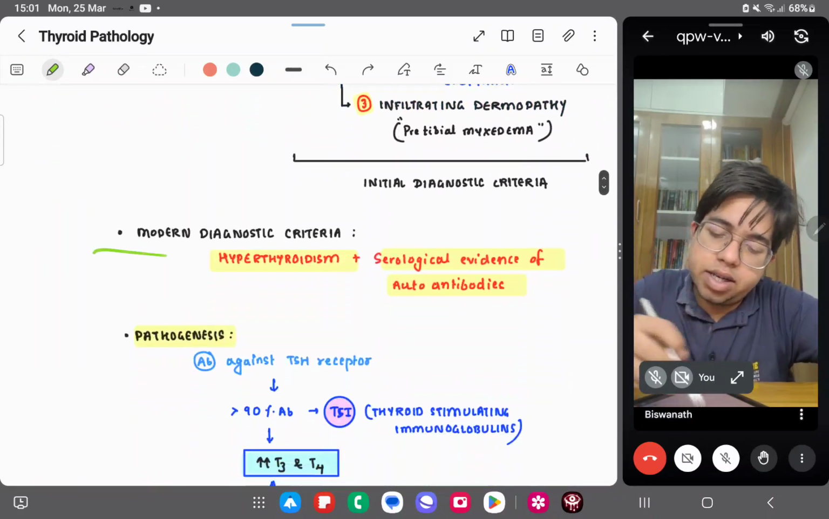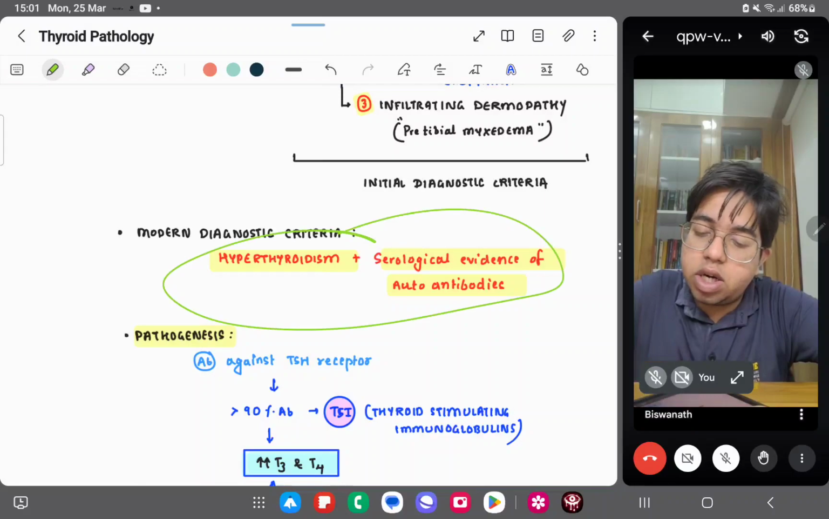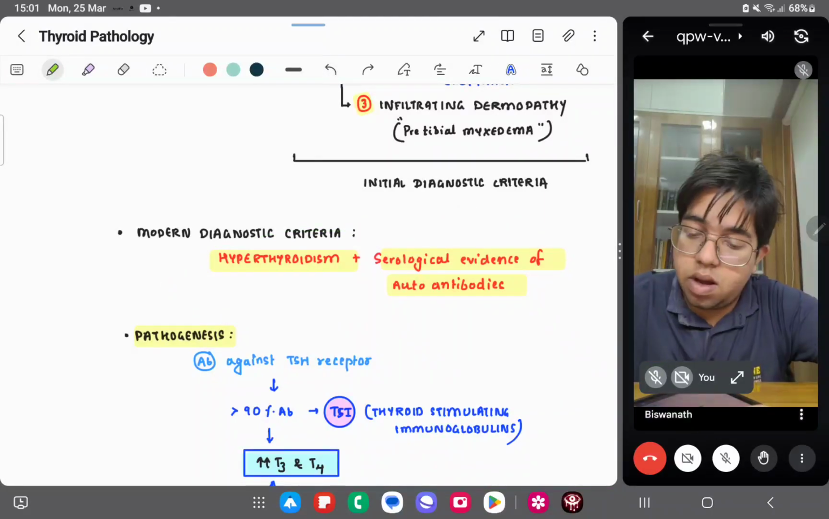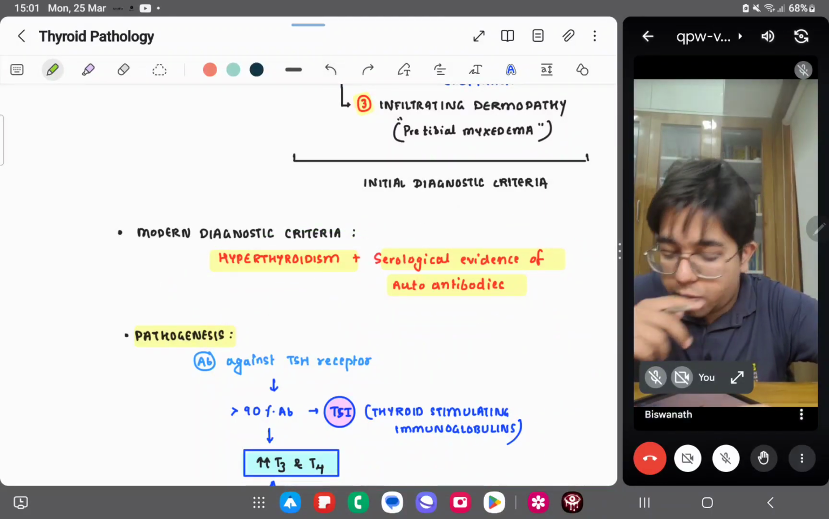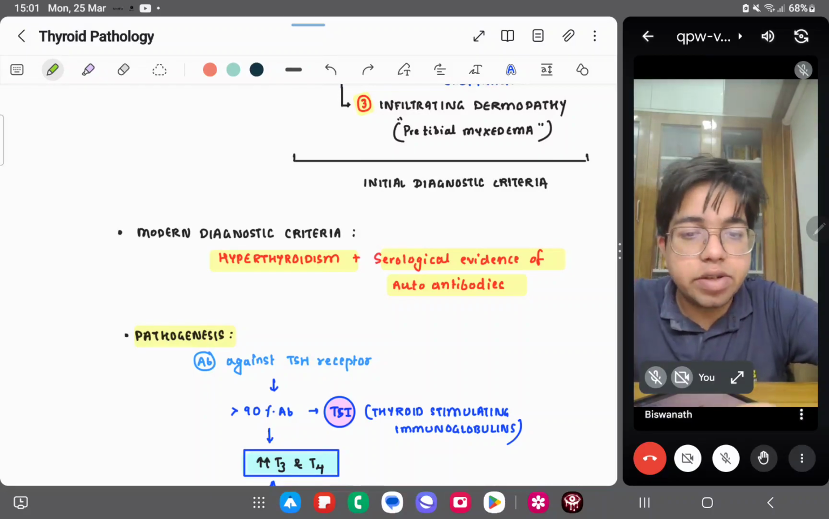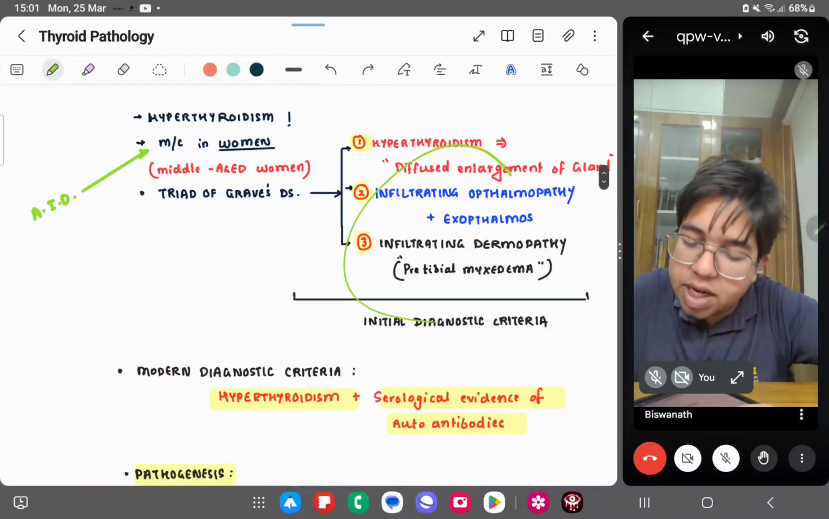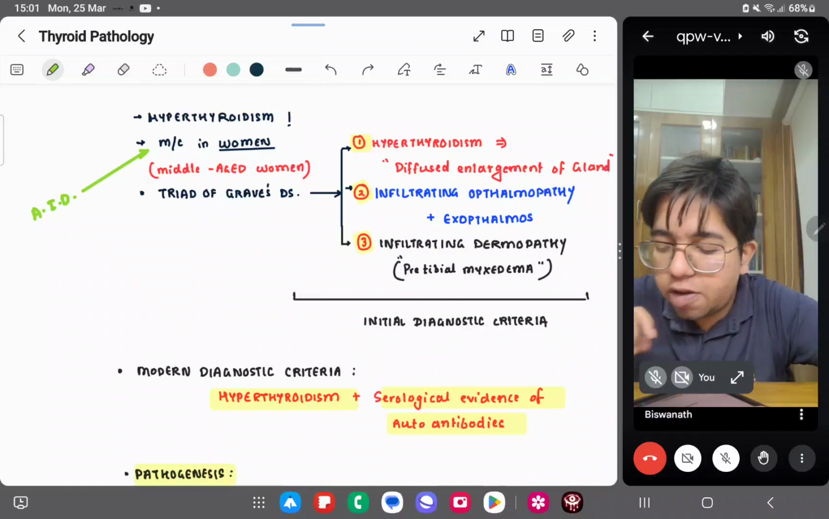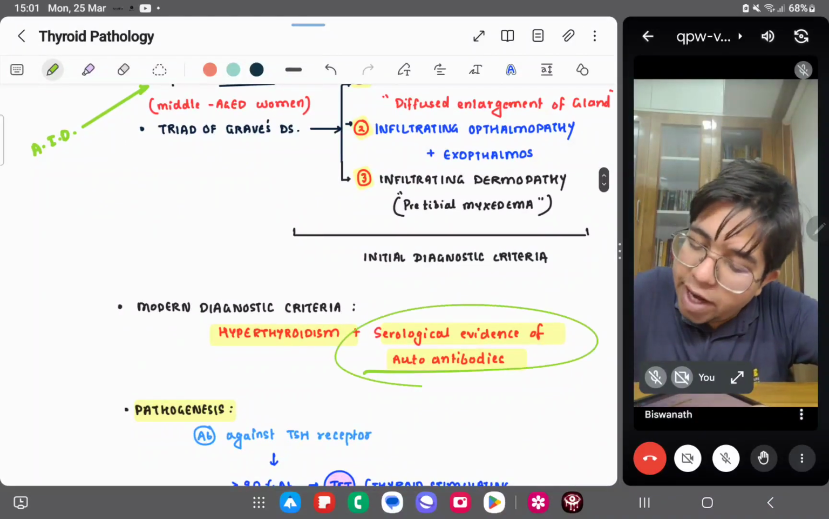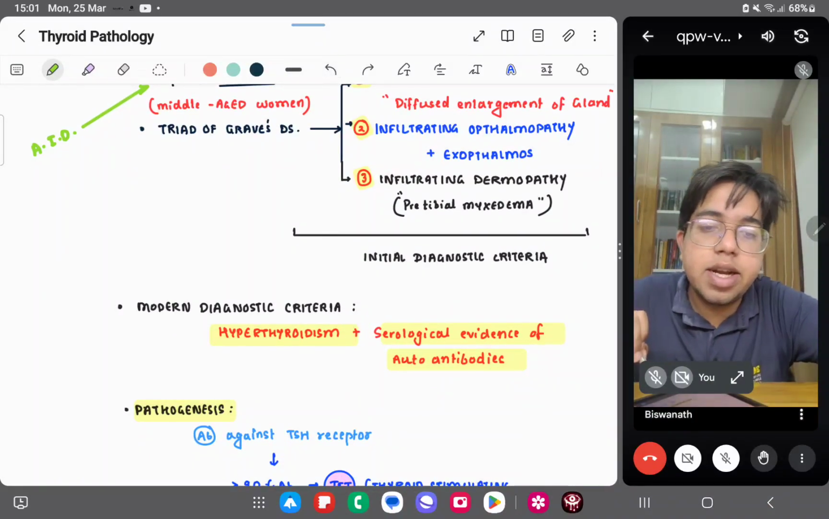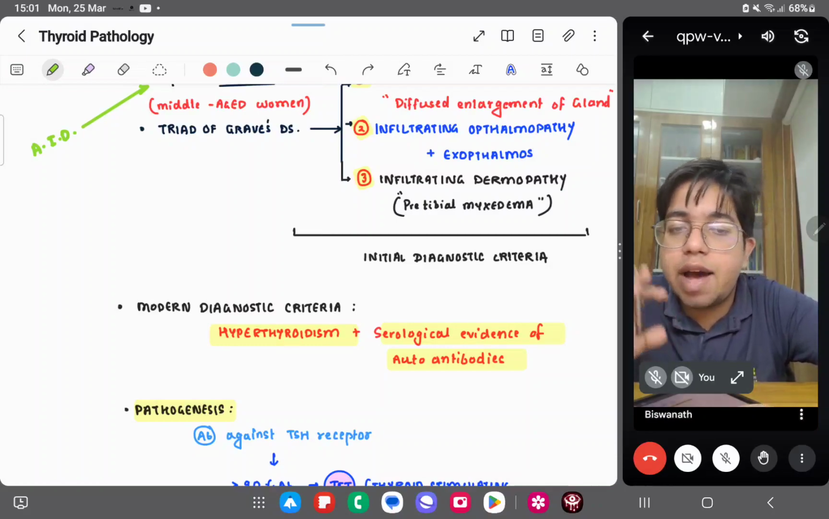Then we have the modern diagnostic criteria. So hyperthyroidism plus serological evidence of autoantibodies. This is the modern diagnostic criteria, because in the previous diagnostic criteria there was no evidence of autoantibodies. But if you find the autoantibodies in serology, then it is a confirmatory finding that you have Graves' disease.